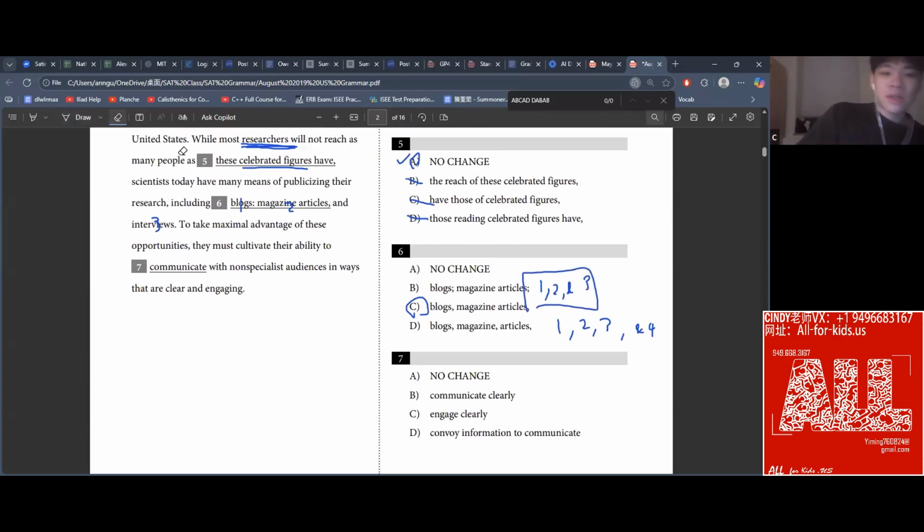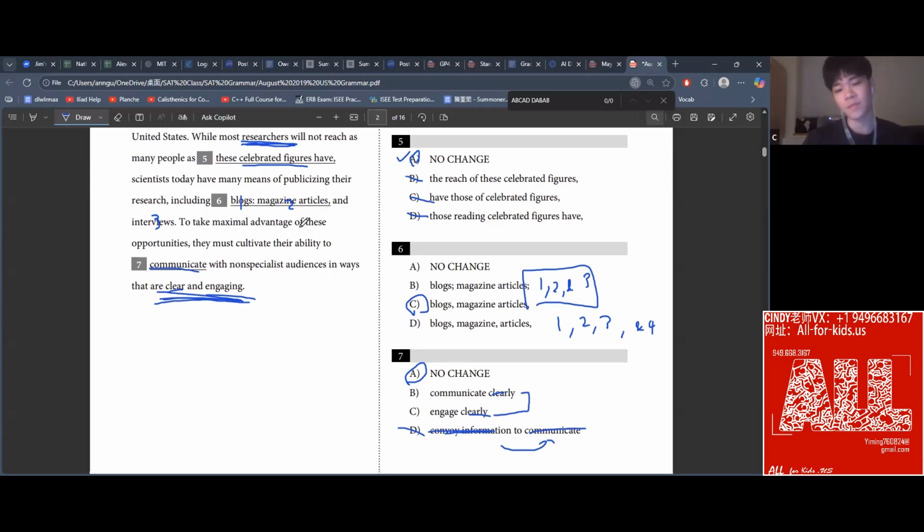Okay, next, "they must cultivate their ability to communicate." The reason we only choose A is because it says "communicate with non-specialists in ways that are clear and engaging." So "clearly to convey information, to communicate" is just repeating communicate, right? So we don't want that. And for these two, the idea of clearly is already expressed later on, so we don't want to repeat that. So we just pick the shortest one, which is also the most concise and precise.